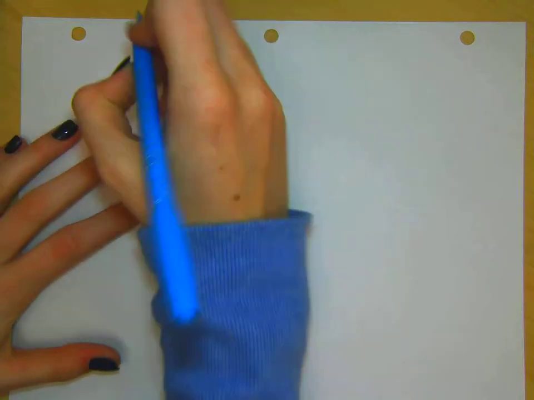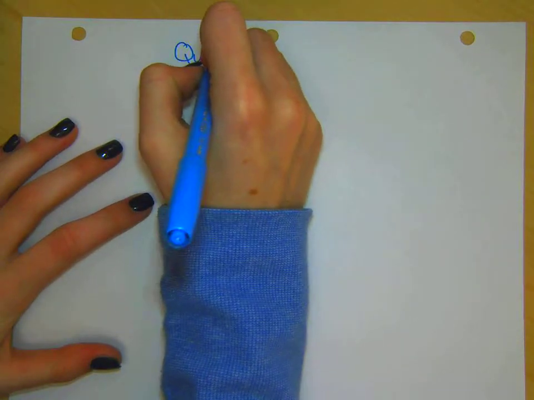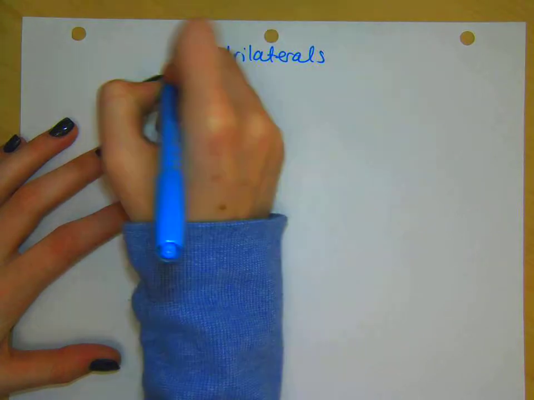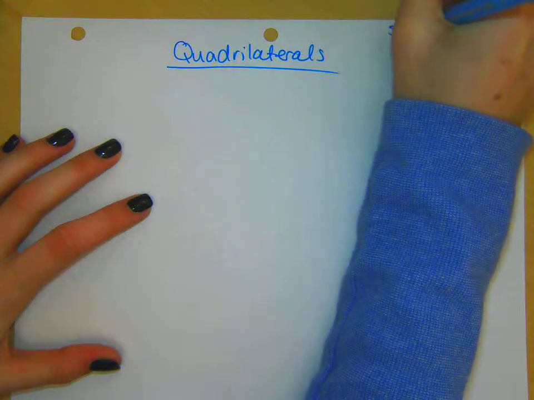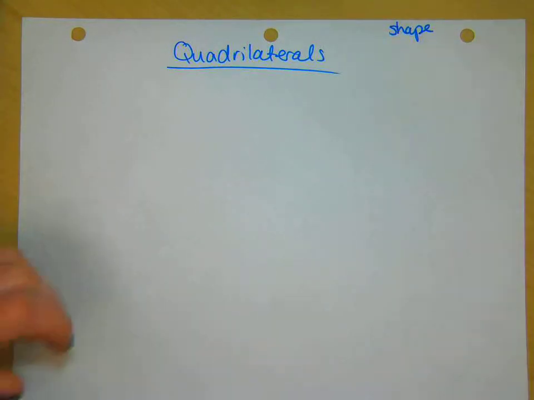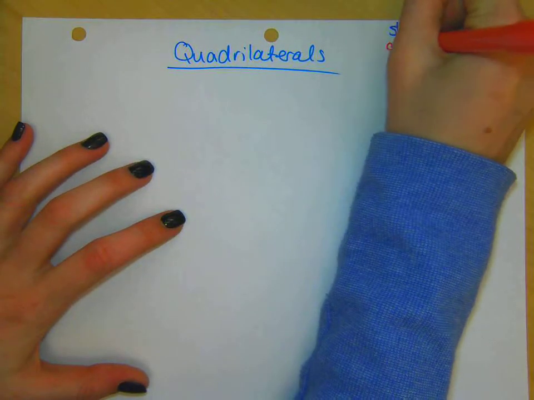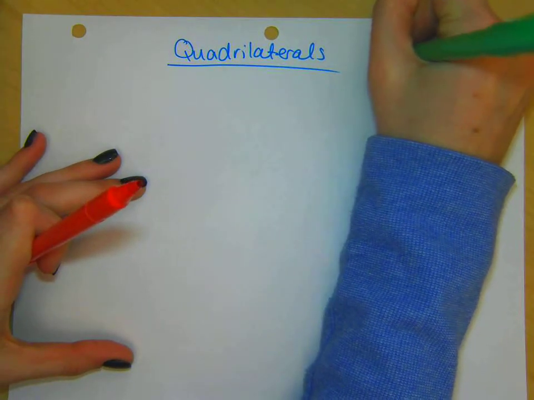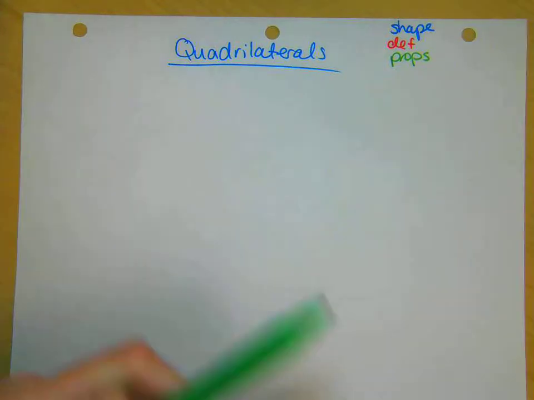Hey everyone, in this video I'm going to fill in the flow chart for quadrilaterals. So up at the top here, we're going to write down the word quadrilaterals. Then in blue, I'm always going to write down the name of the shape as we go down and become more specific. I'm going to use a pink marker to write down definitions of each of these, and then in a green marker I'm going to write down all of my properties.